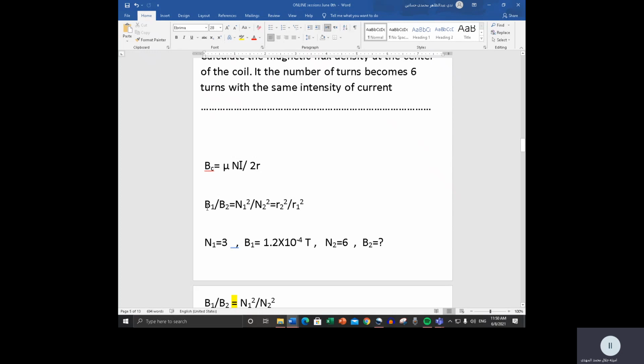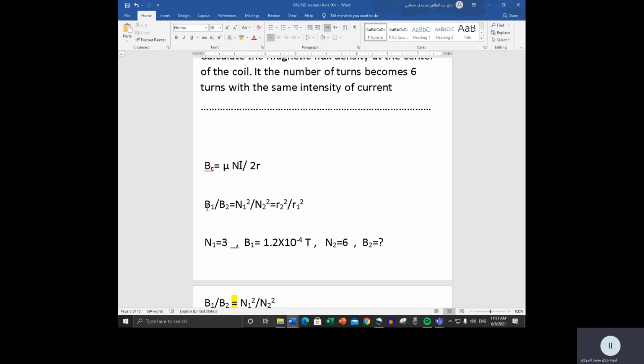Now, because everything is the same, the current is the same, all right? Because the current is the same, I can now make a ratio between the magnetic flux density in the first case and the magnetic flux density in the second case. Let's now assign a symbol for the first case. The first case is B1, the magnetic flux density when the number of turns was 3. Now let's assign B2 for the magnetic flux density in the second case when the number of turns becomes 6.